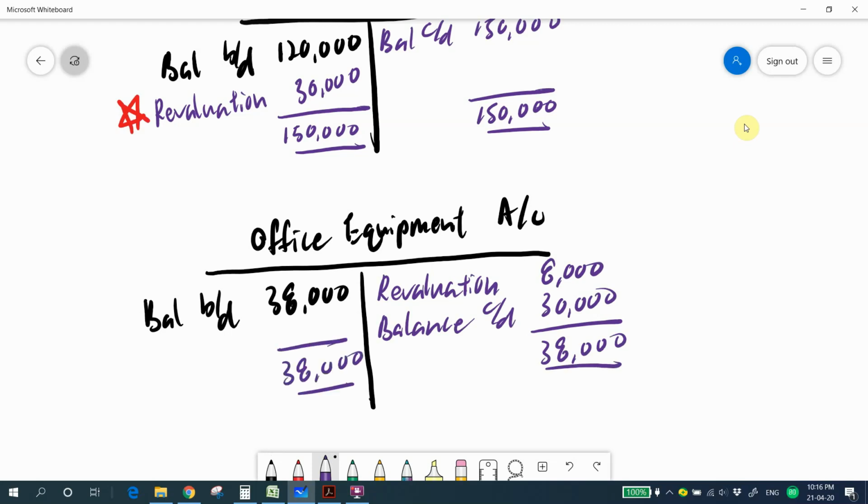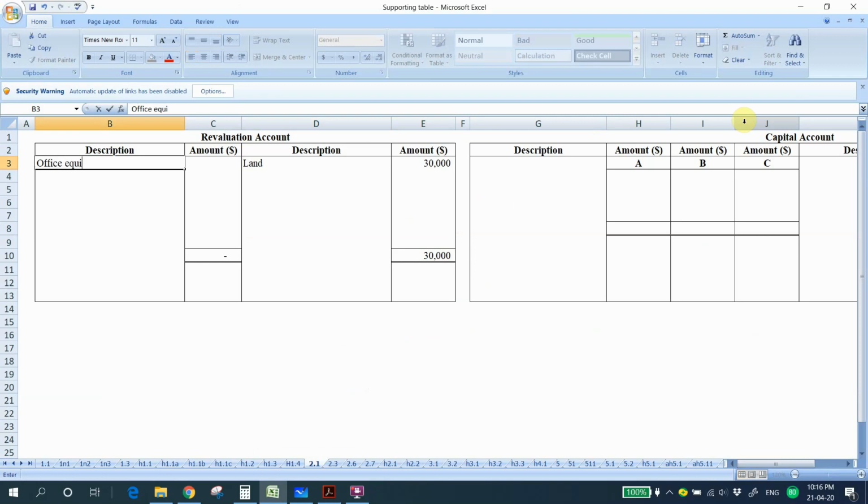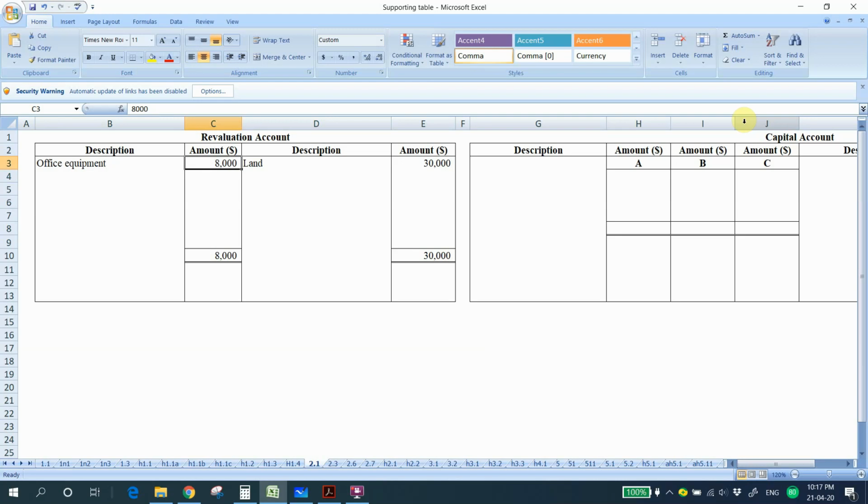So it means that by posting a credit entry on the office equipment account, the office equipment account will reduce to 30,000. So we credit the office equipment account, so we have to debit the revaluation account. Again, please take note, you only record the difference in your fair value and book value, 8,000.